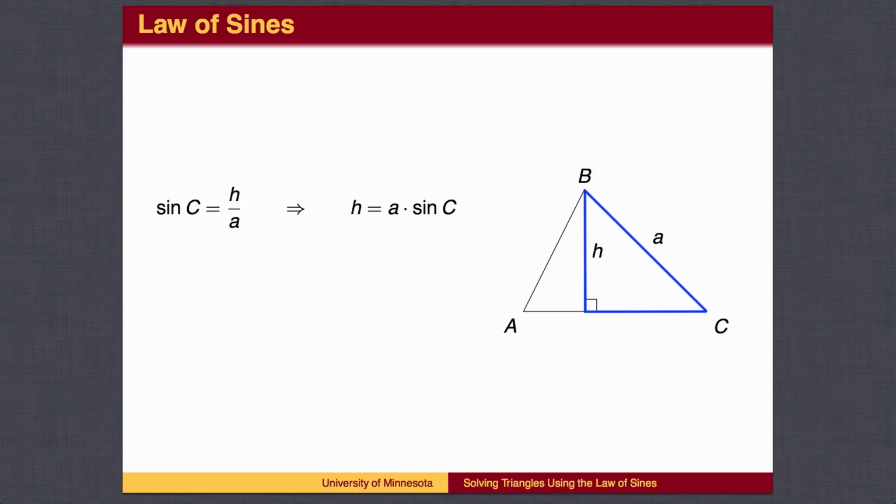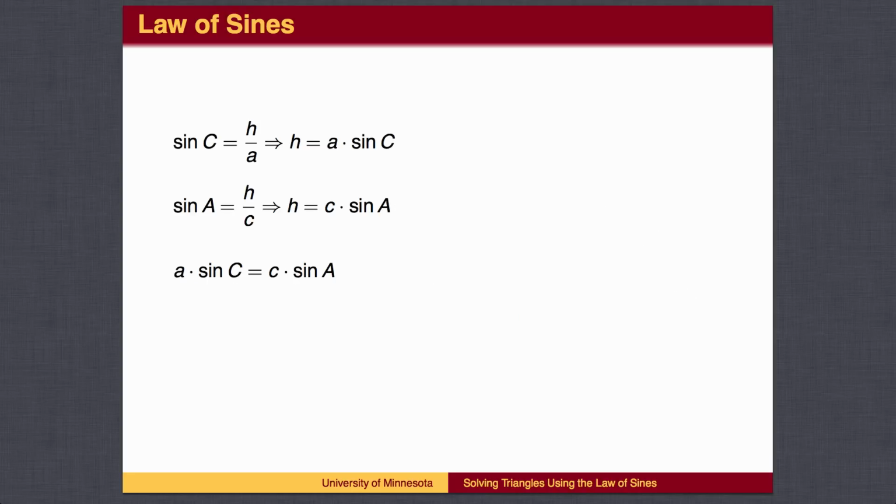We begin by writing an expression for h based on angle C. The sine of angle C is h over a, so h is a times the sine of C. Similarly, using angle A, the sine of A is h over c, so h is c times the sine of A. Combining these two equations, we get a times the sine of C equals c times the sine of A, which can be simplified as follows. This is the law of sines.